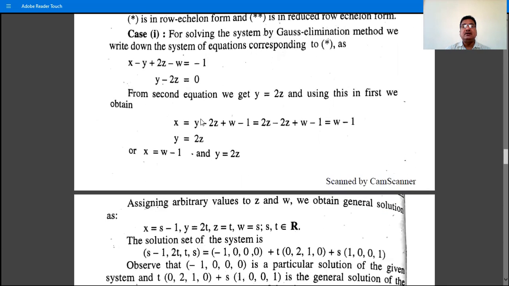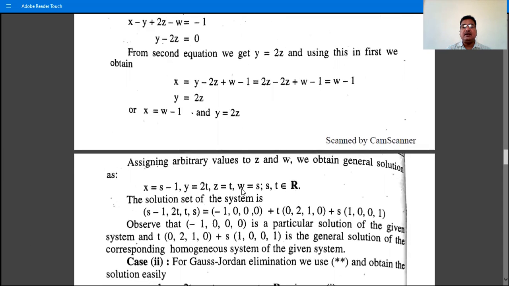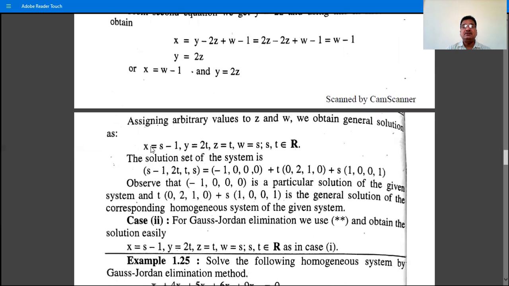So assign two unknowns. Suppose w is equal to s and z is equal to t. Substituting z as t, we have y as 2t, and substituting, we have x is equal to s minus 1. So x is equal to s minus 1, y is equal to 2t, z is equal to t, w is equal to s, where s and t are any real numbers, is the solution of the system. So we write the solution set of the system as s minus 1, 2t, t, and s.